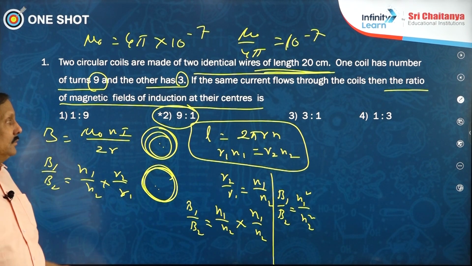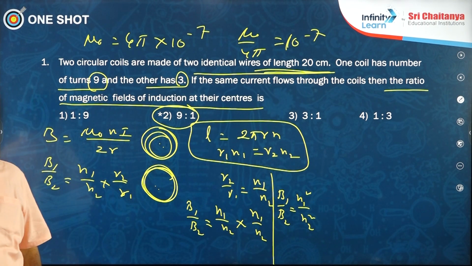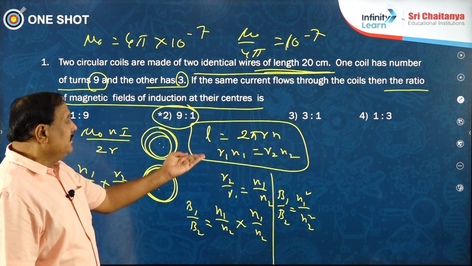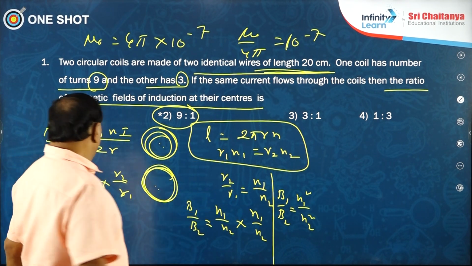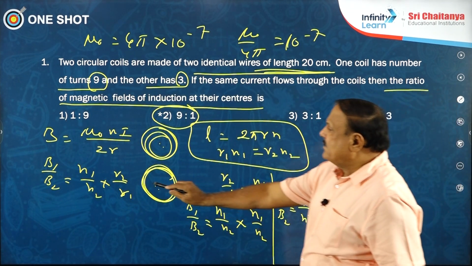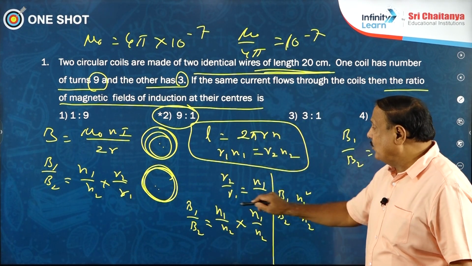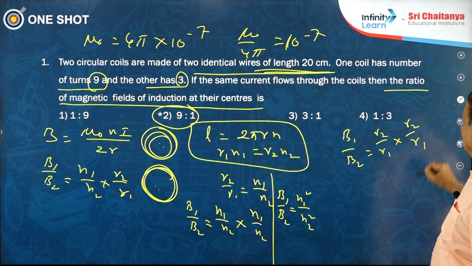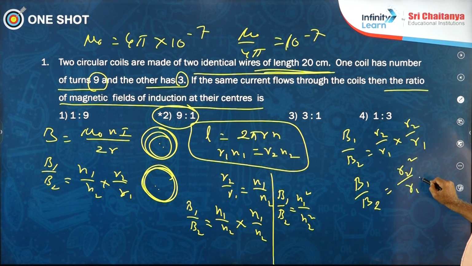Suppose tomorrow, instead of the number of turns, they may give the radius. The radii of the coils are given, the number of turns are not given, then you have to eliminate the number of turns. How to eliminate? Same formula. N1 by N2 is equal to R2 by R1. So, if you take this formula, B1 by B2 is equal to first N1 by N2, but the number of turns are not given. N1 by N2 is equal to R2 by R1, and R2 by R1 is already there. So, finally, B1 by B2 is equal to R2 square by R1 square.